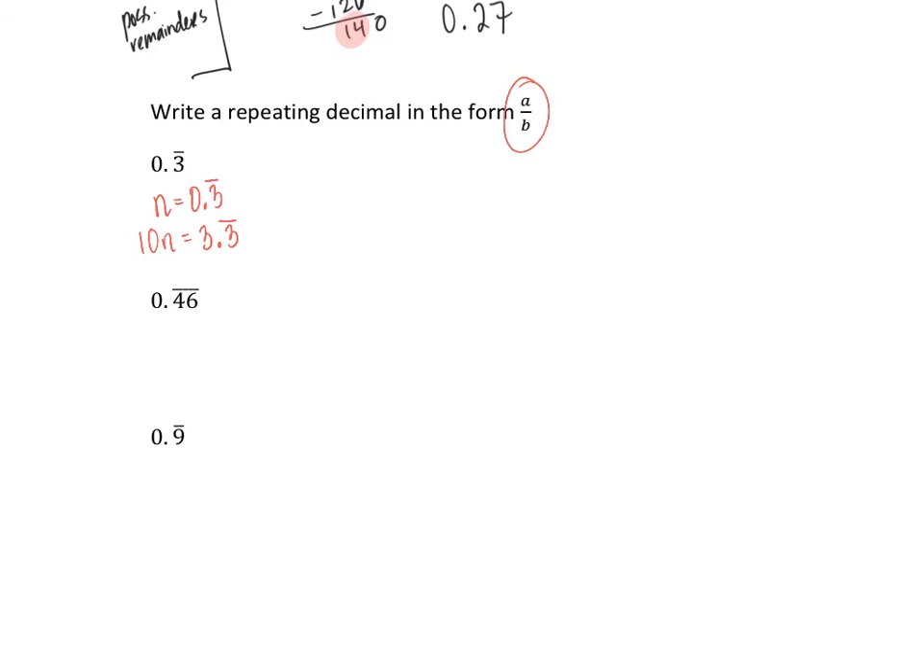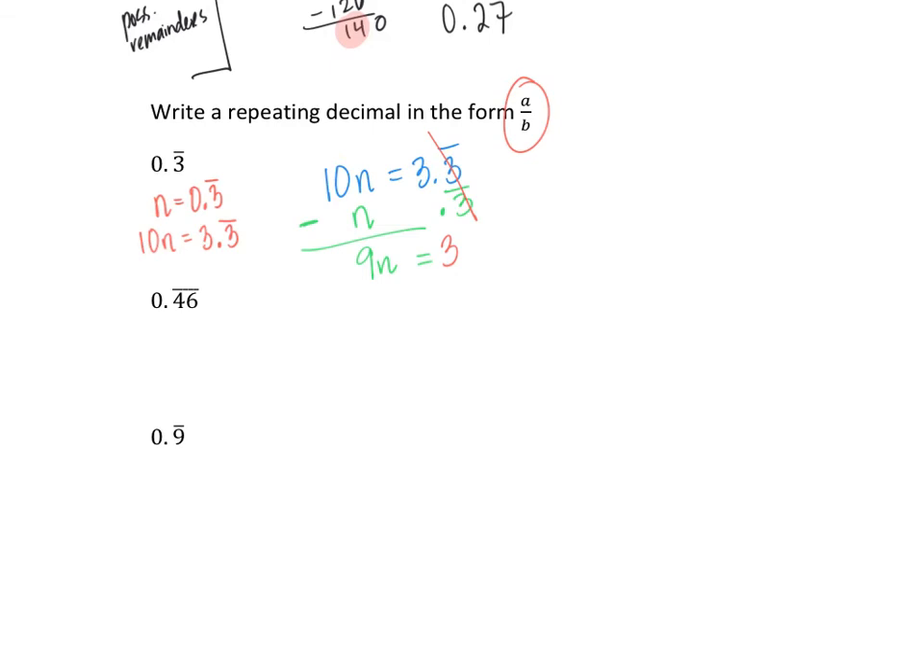So then if I take 10n, which is equal to 3.3 bar, and I want to subtract off the repeating part, I'm going to subtract off an n. And if I do that on the left side, I do that on the right side, but I know the n was that 0.3 bar. So I'm going to subtract those. And so then that ends up being 9n equals, and on the right side, that repetition cancels out. So we're just left with 3.